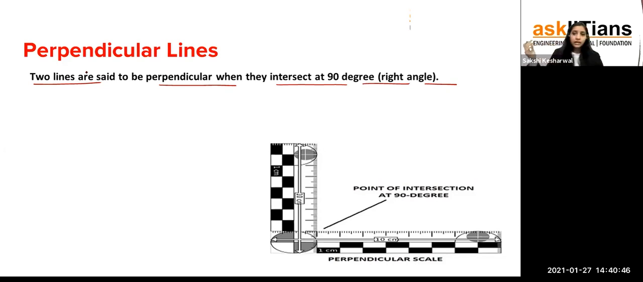90 degrees. Take the top of a book cover: all the corners will be 90 degrees. If you take the top of your table, again it is 90 degrees. Anything which is perpendicular is said to be a perpendicular line set. If you take any two lines or line segments, and they intersect, it means at 90 degrees.